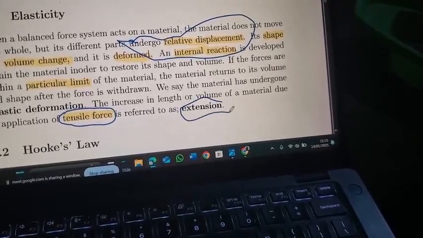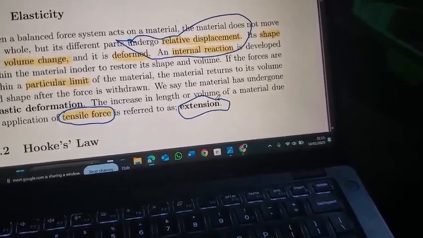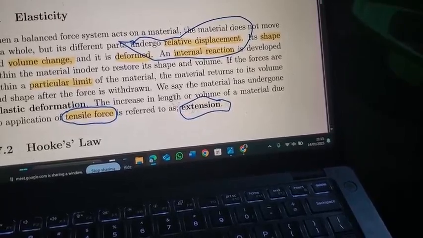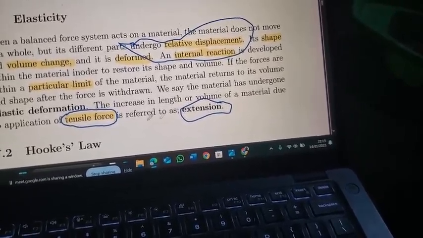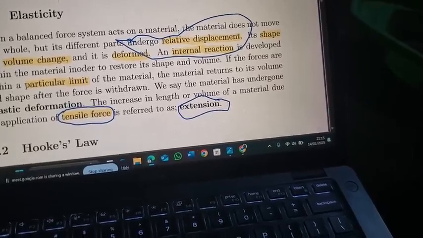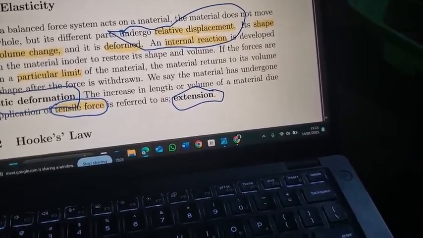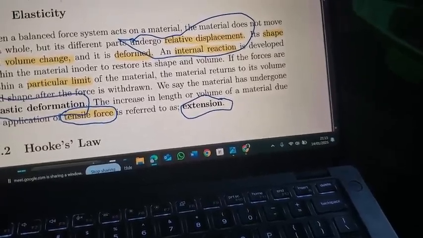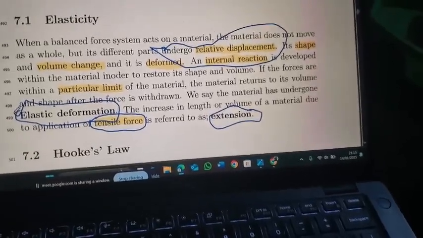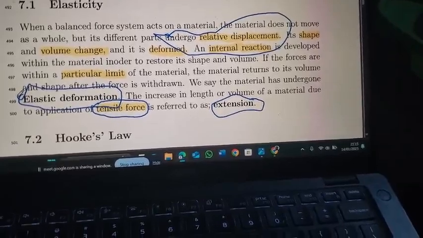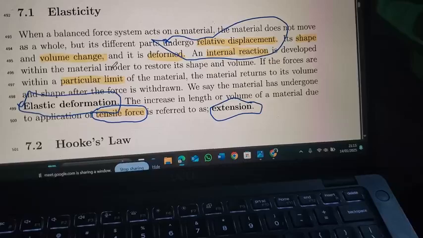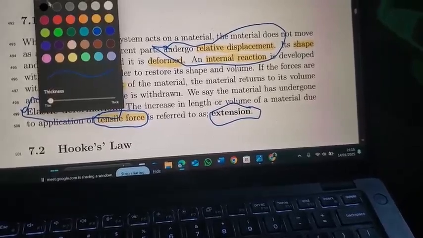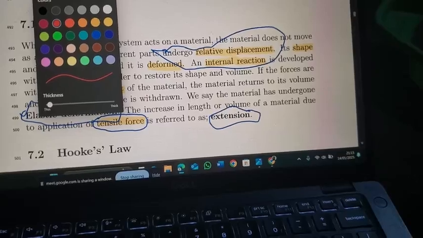Okay? So when the molecules leave their mean position, the length of the material increases, and that increase in length is what is referred to as extension. All this happens because of what we call elastic deformation. So a material that has undergone such a physical deformation is said to have undergone elastic deformation. When you apply force on a material, the molecules of the material undergo relative displacement from their mean positions, and the material extends.